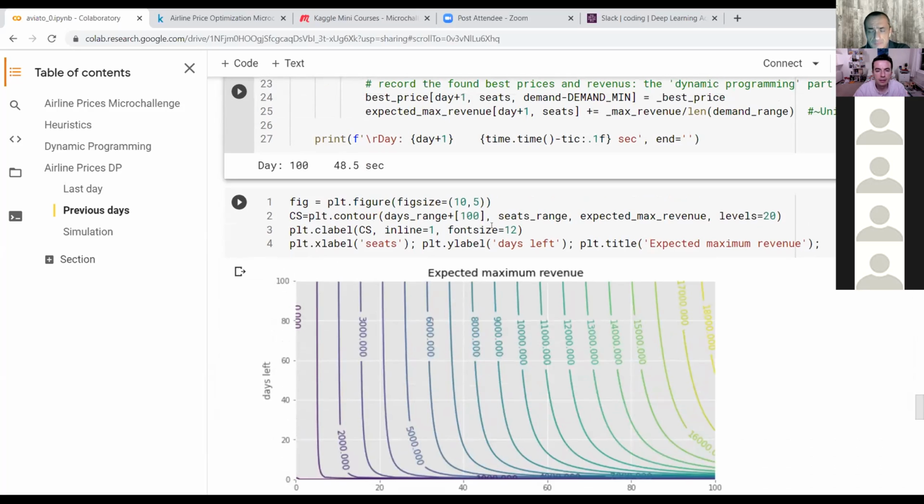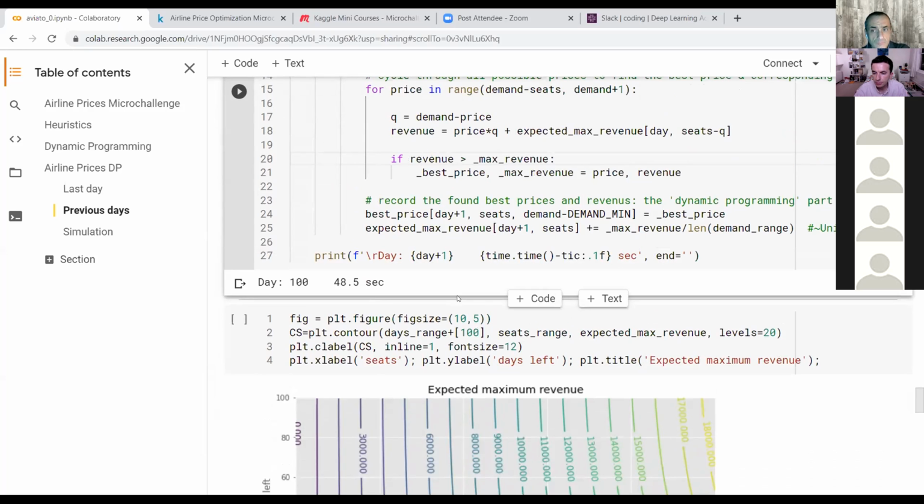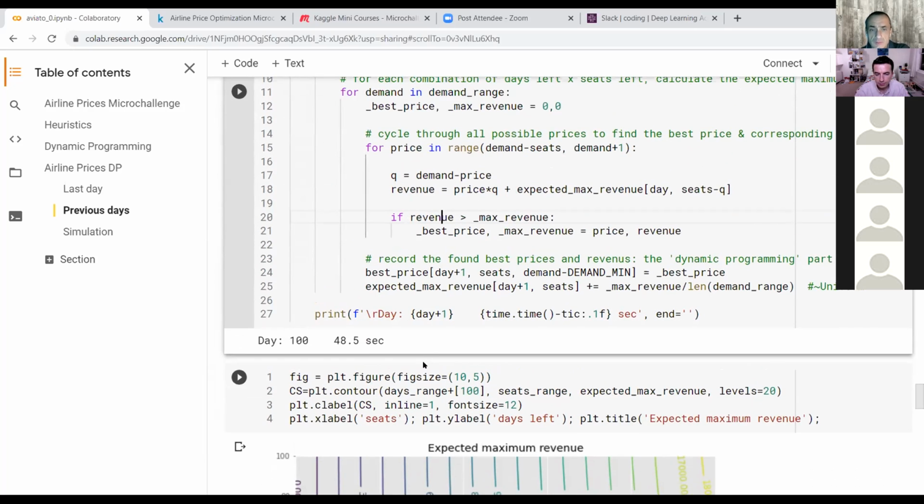Question. That line 25, Dimitri, is that the average price using a uniform distribution? Is that how you get the expected max revenue?